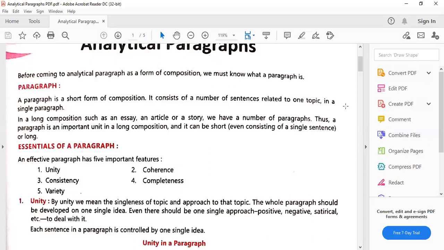In a long composition, such as an essay, an article, or a story, we have a number of paragraphs. When you write an essay, an article, or a story, it has many paragraphs. But here it is given in a single paragraph. Thus, a paragraph is an important unit in a long composition, and it can be short, even consisting of a single sentence, or long.